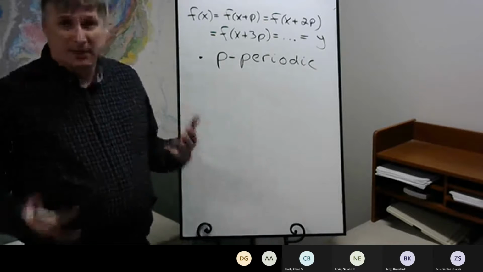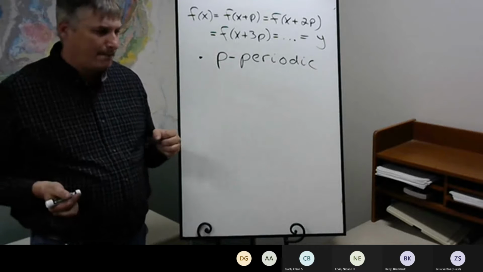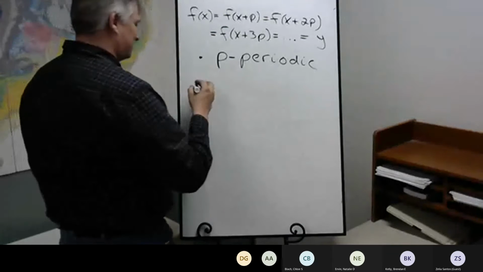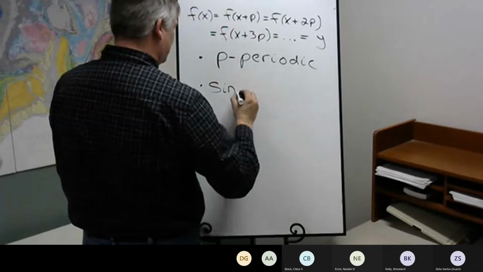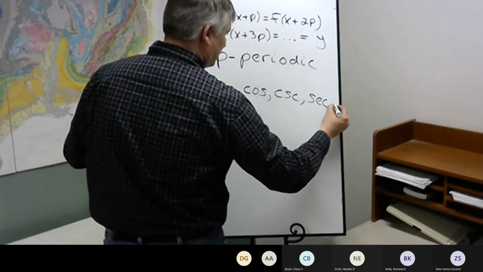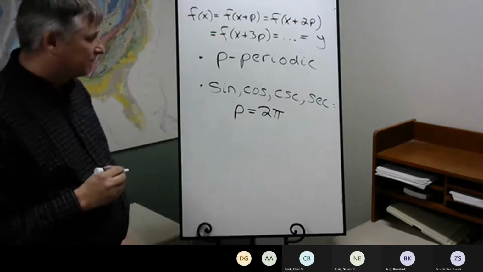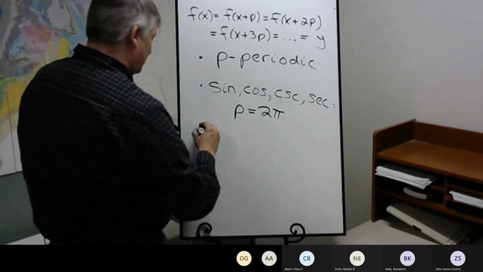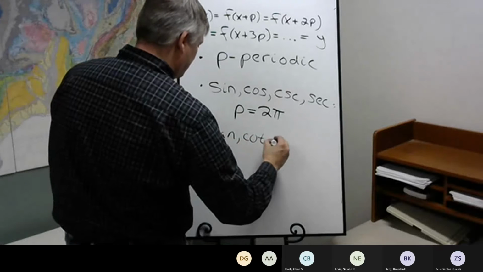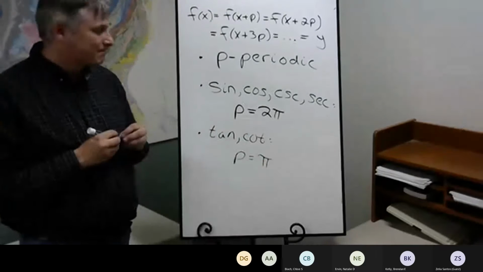Now, trigonometric functions are periodic. They repeat the y values every p units. And depending on which trig function you're working with, they're actually going to have a different period. So for sine, cosine, cosecant, and secant, p is 2 pi. And then for tangent, cotangent, p is going to be pi.